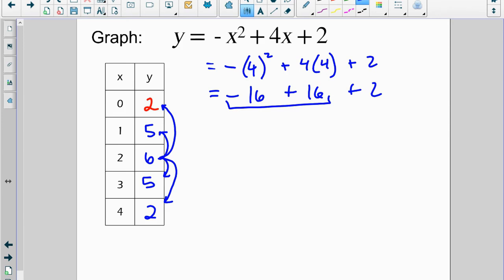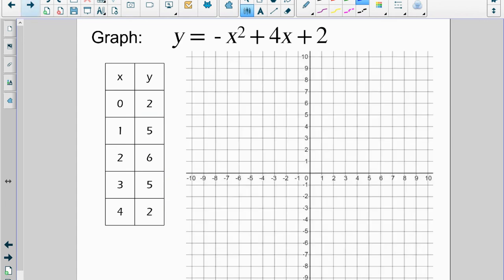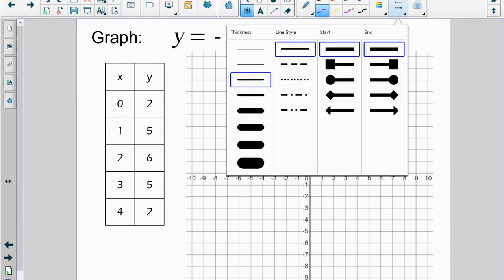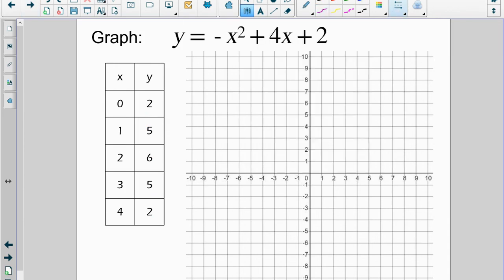So we're going to take those values, we're going to plot them on a graph, we're going to draw a smooth curve and call it a parabola. So plotting your points, you're just doing x comma y, so go in the x direction first, y direction second. So for 0, 2, I'm just going to go up. For 1 comma 5, 2 comma 6, 3 comma 5, and 4 comma 2.